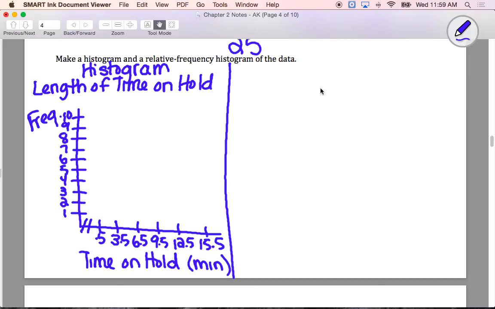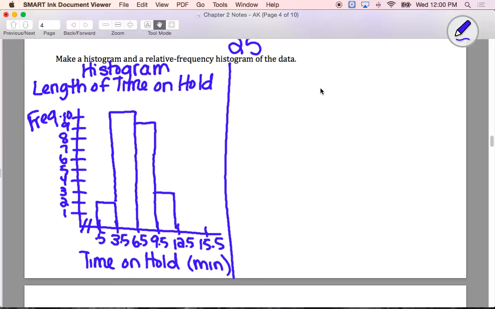So if we go to your first group there were 2. Next group there are 10. Next group we've got 9. Then we've got 3. And then we have 1. Now we're going to do the same thing with our relative frequency.